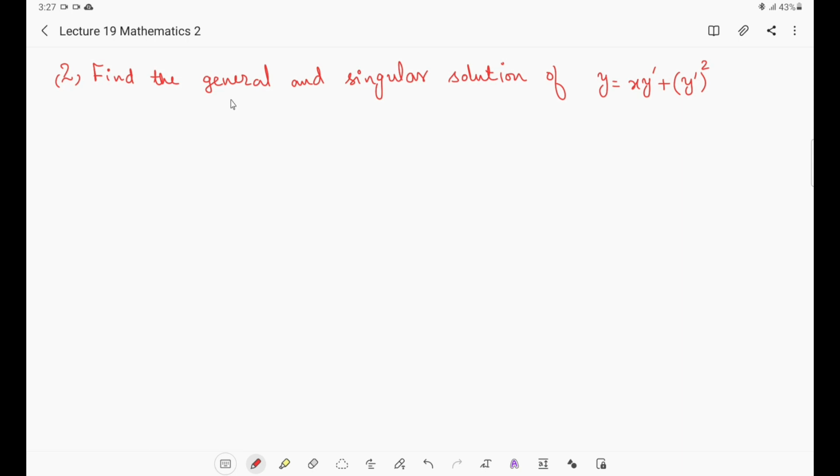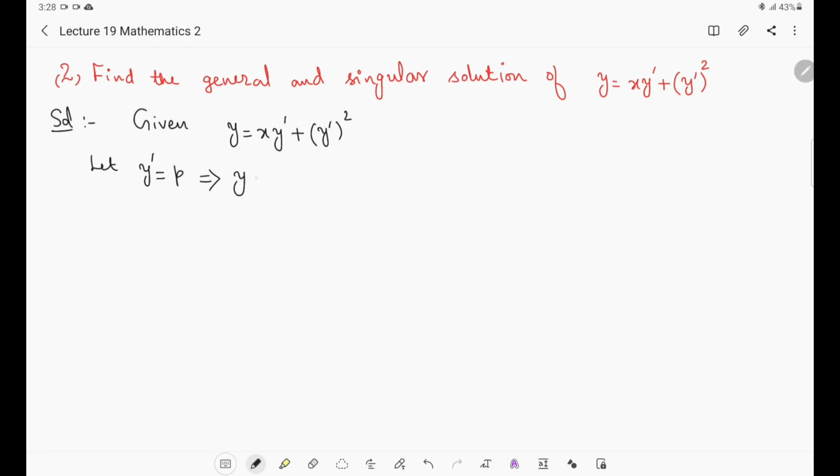The second question is: find the general and singular solution of y equals x into y dash plus y dash whole square. So what is given here? y equals x into y dash plus y dash whole square. Now we will take y dash equals p. Why are we taking this? Because this equation is of the form y equals x into y dash plus a function of y dash.